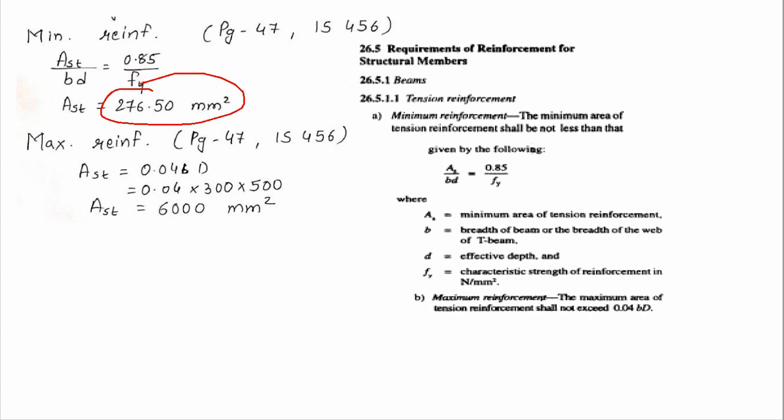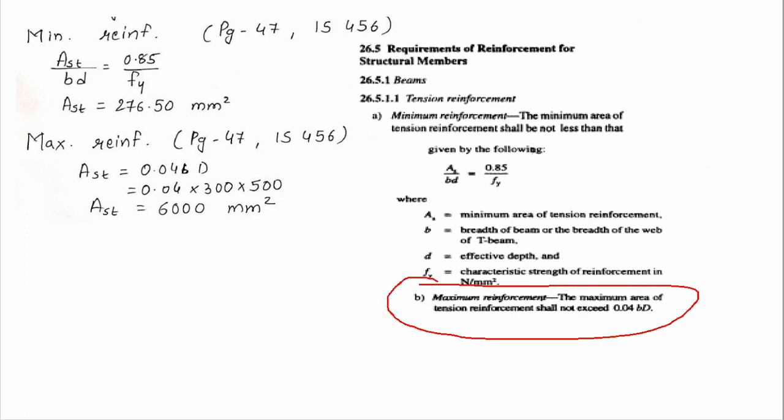Done. Now moving on to the second thing, that is to find maximum reinforcement. Maximum reinforcement is given in this clause, clause number B. It states that the maximum area of tension reinforcement shall not exceed, that means it should not be greater than, so we will be considering up to this value. So maximum reinforcement will be equal to 0.04 BD.